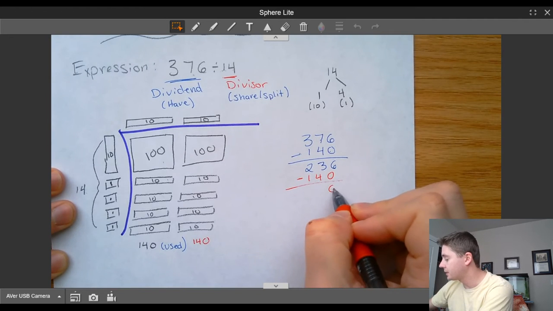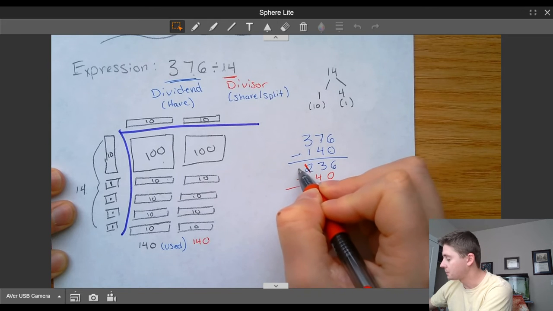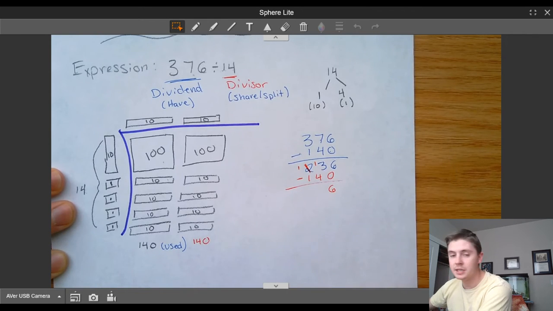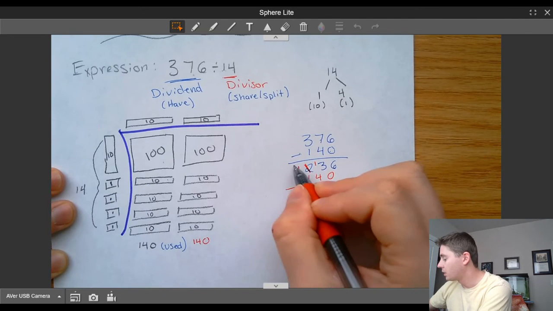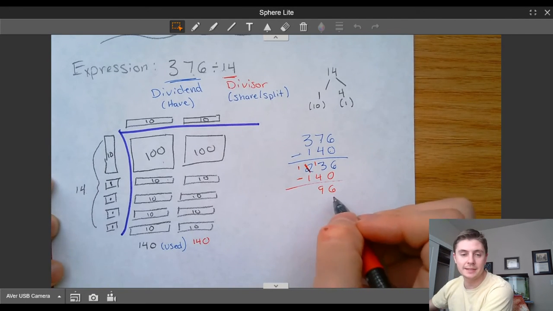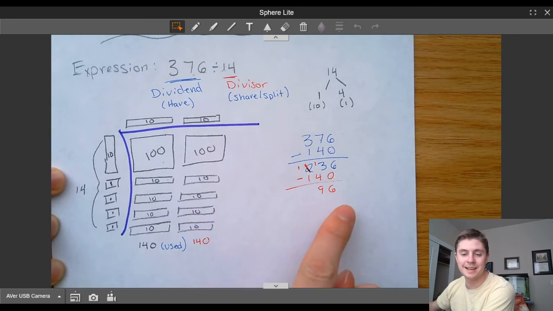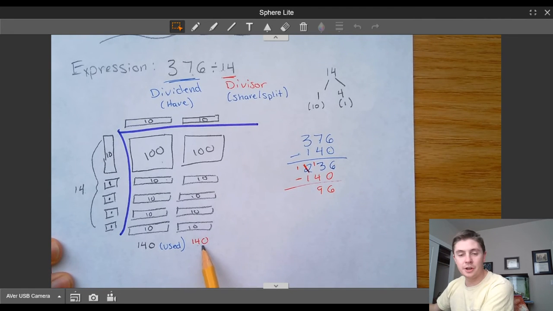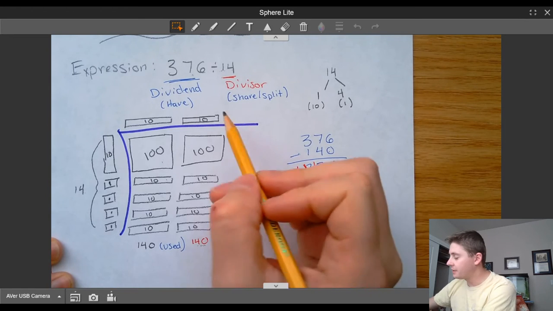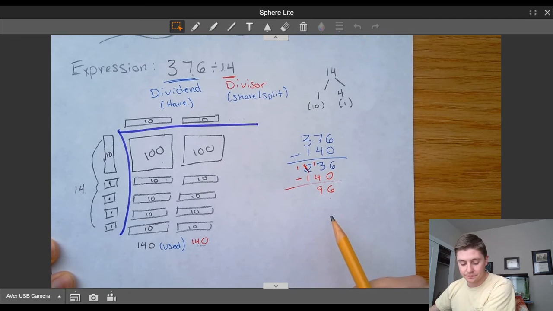6 minus 0 is 6. I can't take 3 away from 4, so I borrow from my 2. It becomes a 1, and my 3 became a 13. 13 minus 4 is 9, and 1 minus 1 is 0. I'm left with 96. That's how much I have left in my dividend. I started with 376, but I have 96 left. I have to think to myself again, I can't take out another group of 10 because that's worth 140. So I need to figure out how many times 14 is going to go into 96.